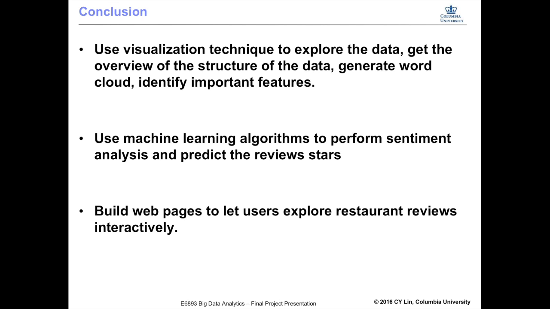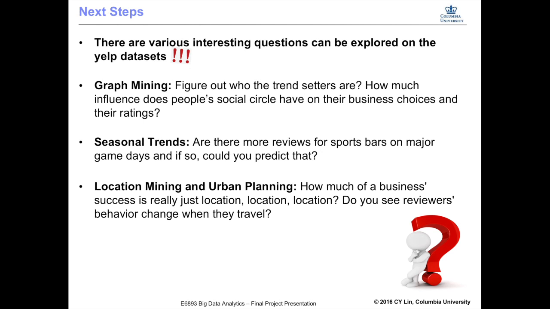Well, to conclude, we basically did three things. The first one is we used visualization techniques to explore the data, get an overview of the structure of the data, and we generated word clouds and identified important features. The second one is that we used machine learning algorithms to perform sentiment analysis and predict the review stars. Last but not least, we built web pages to let users explore restaurant reviews interactively.